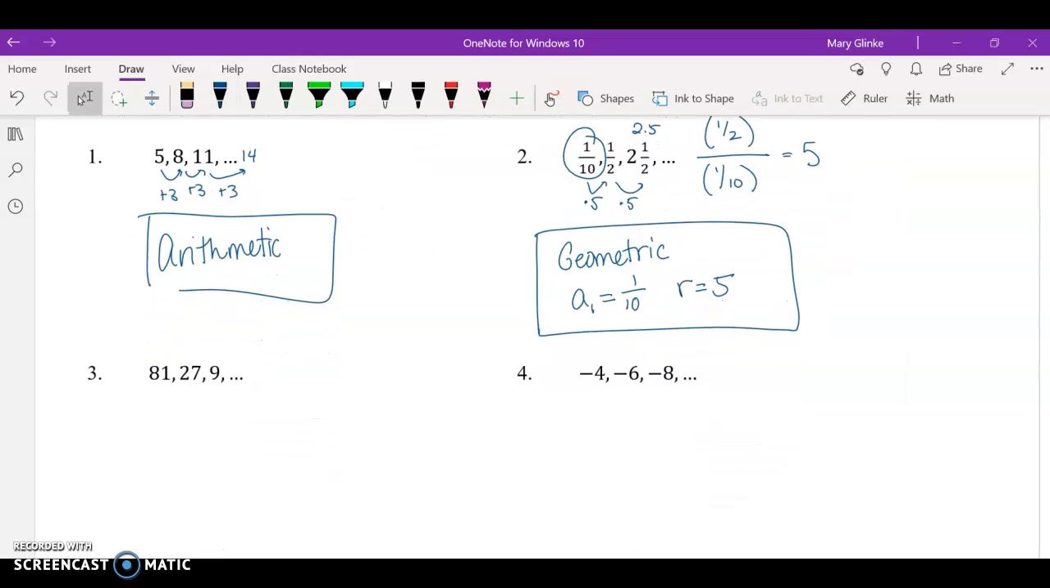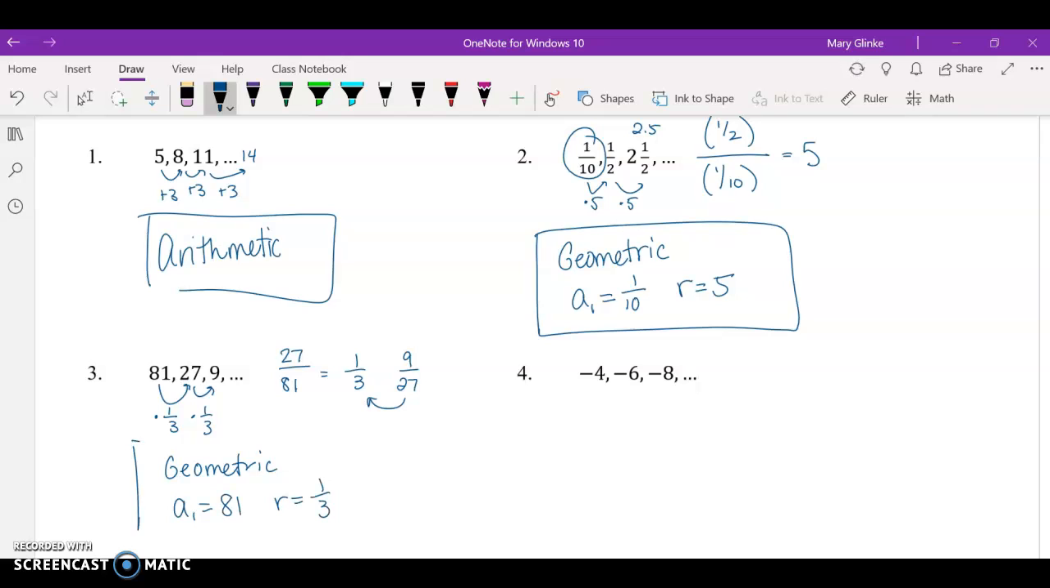So let's take a look at number 3. I can tell my numbers are getting lesser. I'm subtracting a lot this first time and then not as much the next one, so it's not going to be arithmetic. So I'm going to test for geometric. So I'm going to do 27 divided by 81, and I get 1/3. And I can also test the next one, 9 divided by 27. I also get 1/3. So what's happening here is to get from one to the next, I'm actually multiplying by a factor of 1/3. That means that this is going to be geometric. My first term here is 81, and my common ratio here is 1/3.